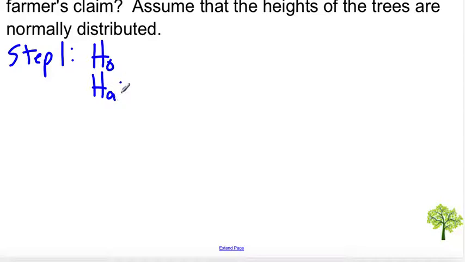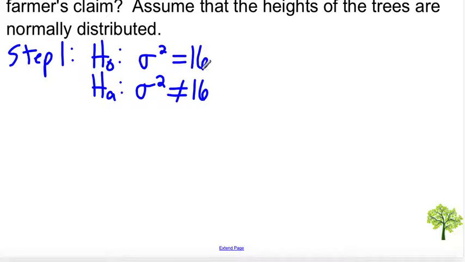Okay, so step 1 is to get a pen. We want our null and alternative hypotheses. Let's see, we're talking about variances again. So that's sigma squared. The farmer says it is not 16. That's what he wants to show. So the null hypothesis is that it is 16. That's what the botanist said it should be.